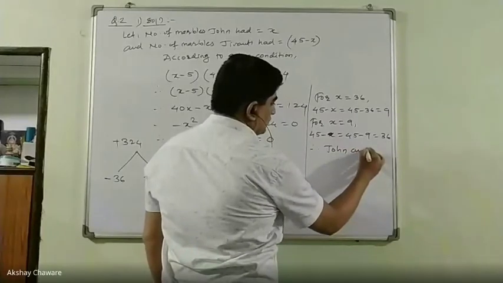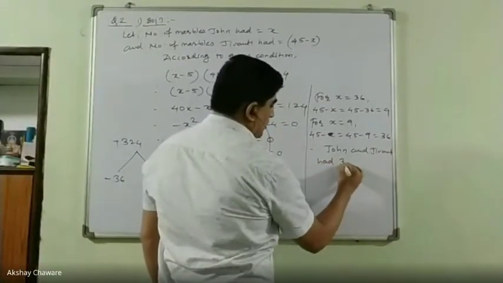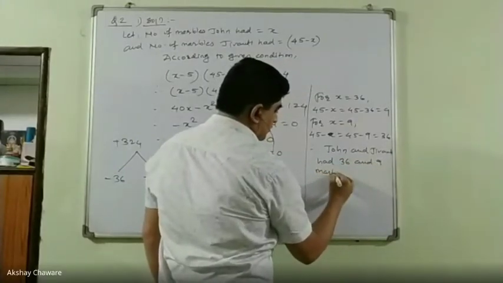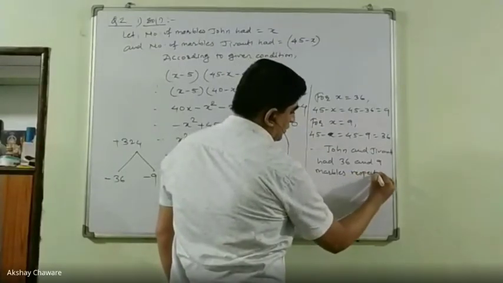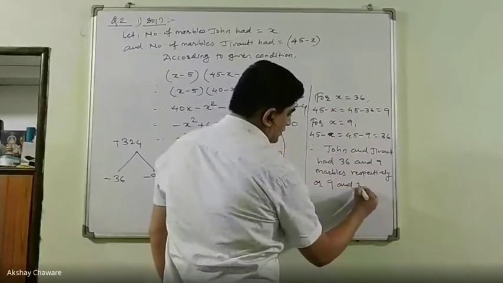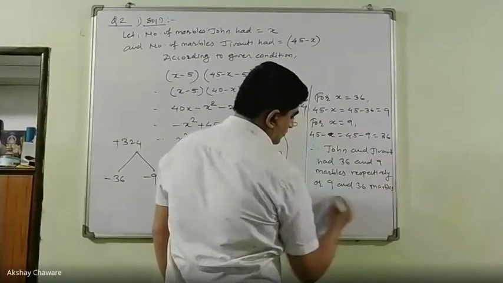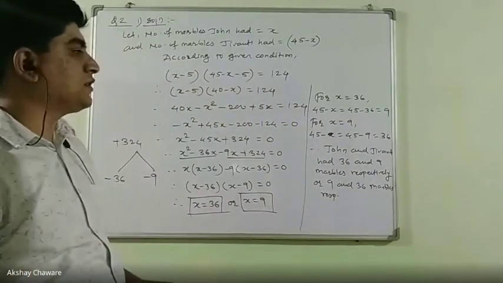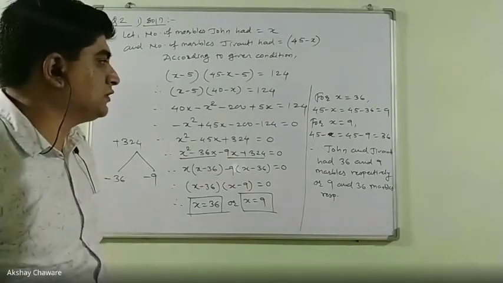John and Jivanti had 36 and 9 marbles respectively, or 9 and 36 marbles respectively. Okay, 36 and 9, or 9 and 36 marbles respectively.